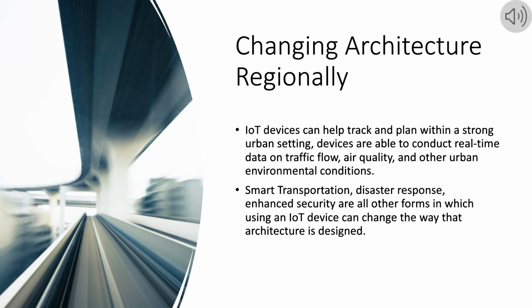On the regional scale of the IoT devices, these devices can help track and plan within a strong urban setting. Devices are able to collect real-time data on traffic flow, air quality, and other urban environmental conditions. Real-time tracking can be used in multiple ways for disaster prevention. Smart transportation can help architecture improve the public network and reduce congestion within an area.